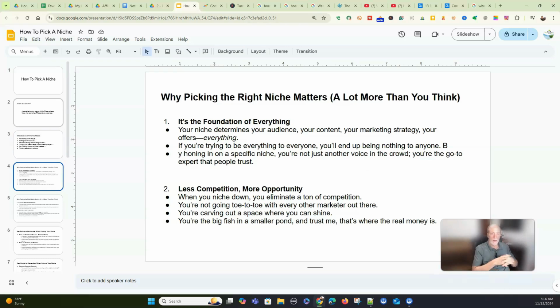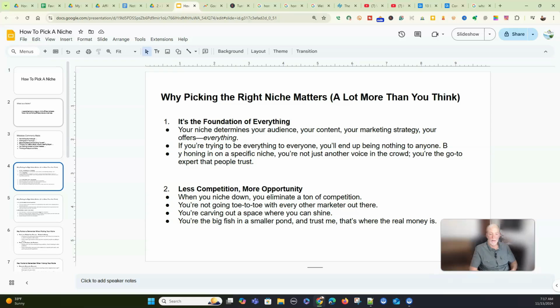Now, why picking the right niche really matters. It matters a lot more than you think. You can't just say, well, I'm going to go with making money online and jump in, because you probably will make every mistake we just talked about. As I've already mentioned, it is the foundation of everything. It determines your audience, your content, your marketing strategy, your offers, and the products you choose. You're not out just to promote any product that has an affiliate link attached to it. You want to be very specific and selective about the products you choose, and this allows you to do that. When you niche down, it provides more opportunity and less competition.